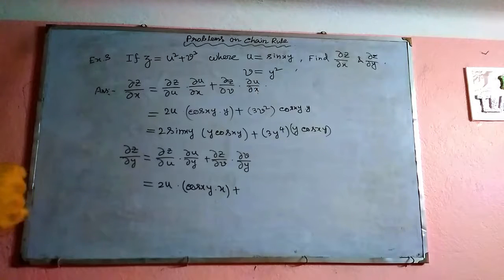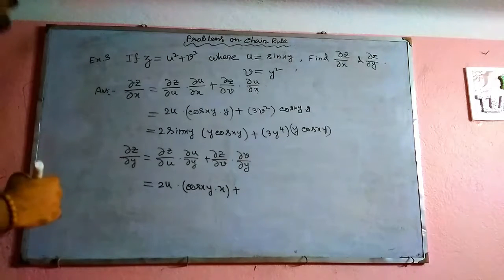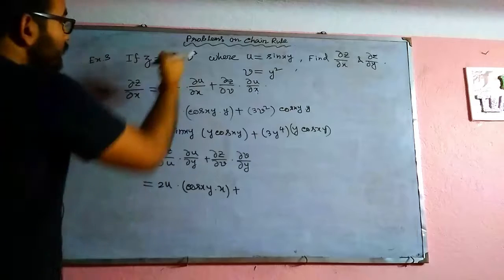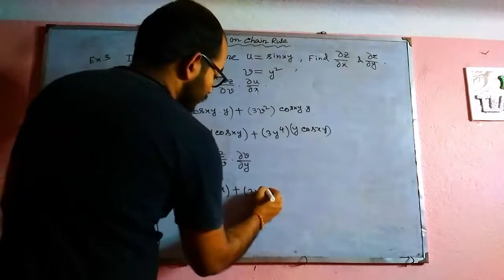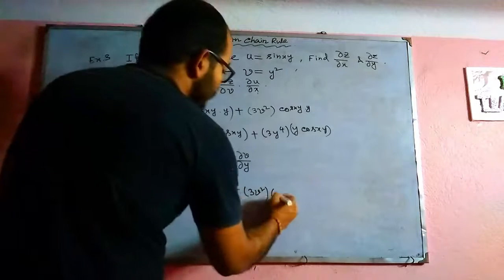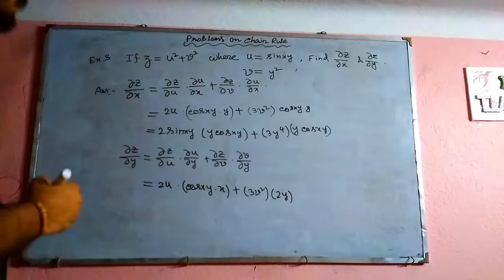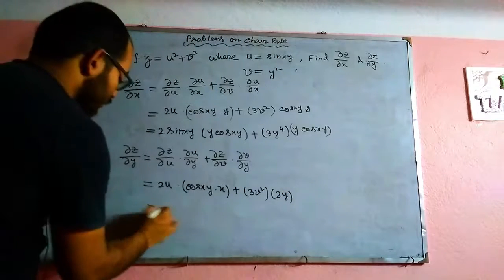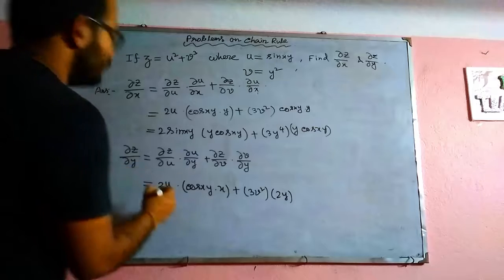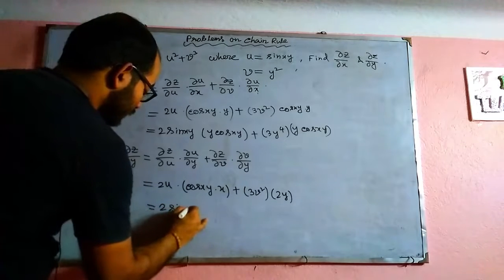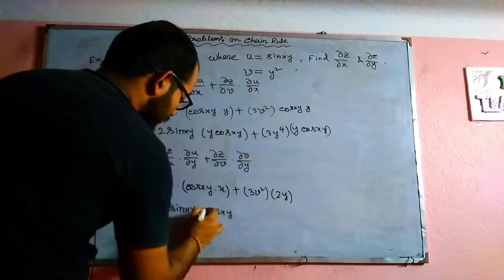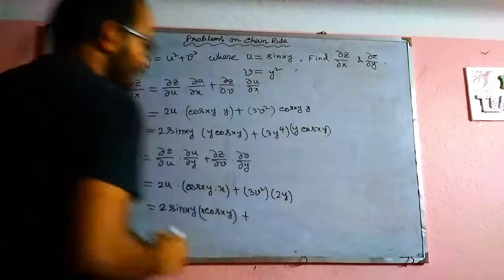What is del z del v? Del z del v is 3v square. And what is del v del y? Del v del y is 2y. Now we have to put u and v as functions of x and y. So u is equal to sin xy. What is v?